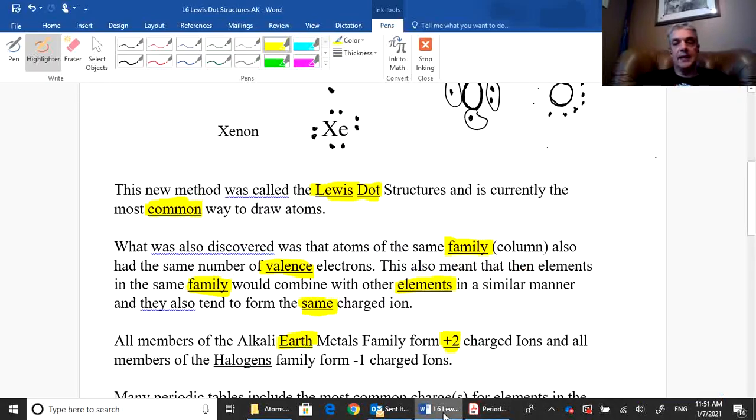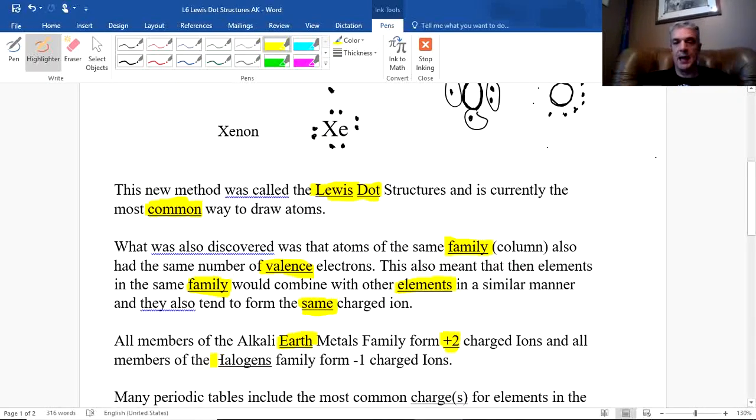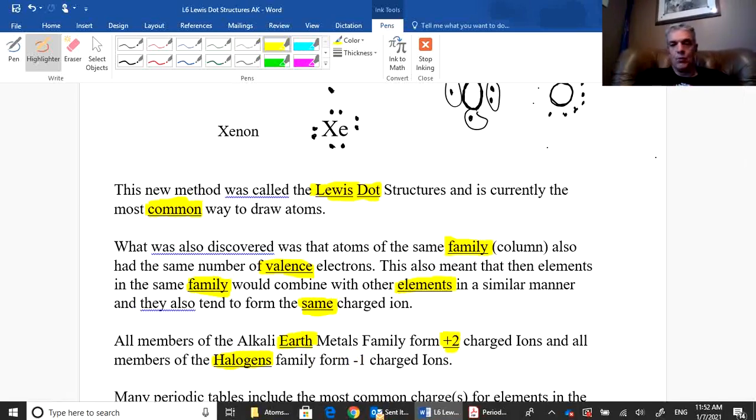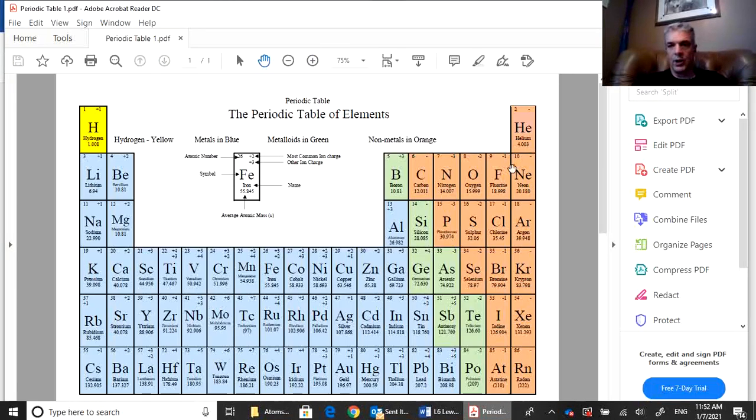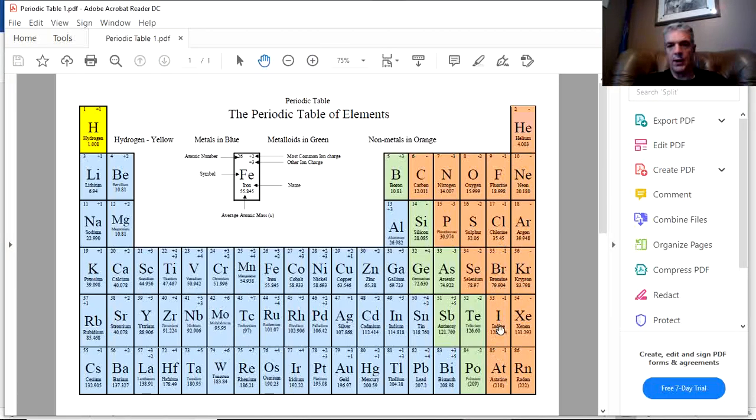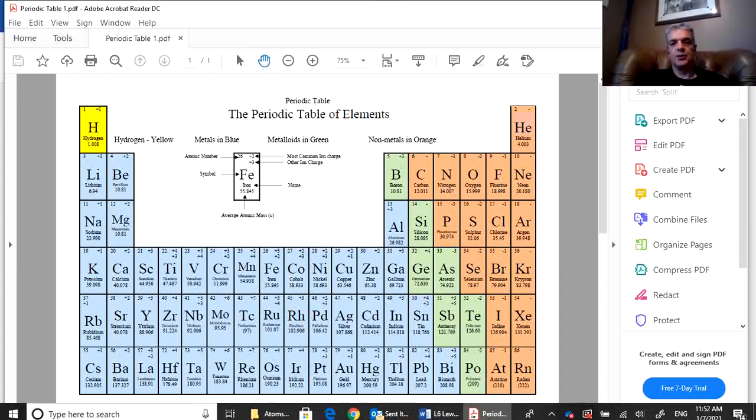And the halogens, the members of the halogen family, they form -1 charged ions, okay? They form -1 charged ions. And where are the halogens? Well, the halogens are here with fluorine, chlorine, bromine, all there. And they all form a -1 charge, okay? And I'm going to show you, we're going to zoom in on the periodic table here in just a second, and you'll get a better look at how this works.